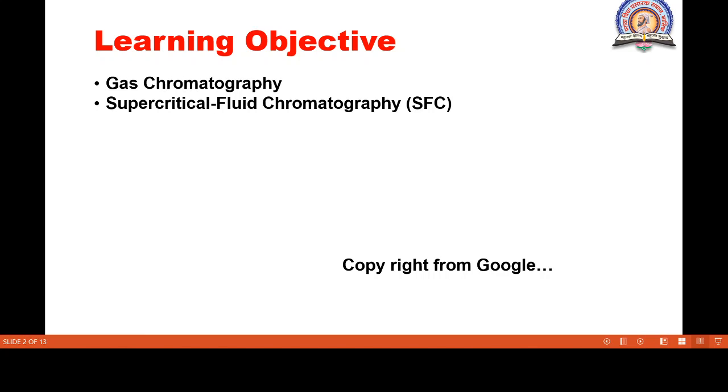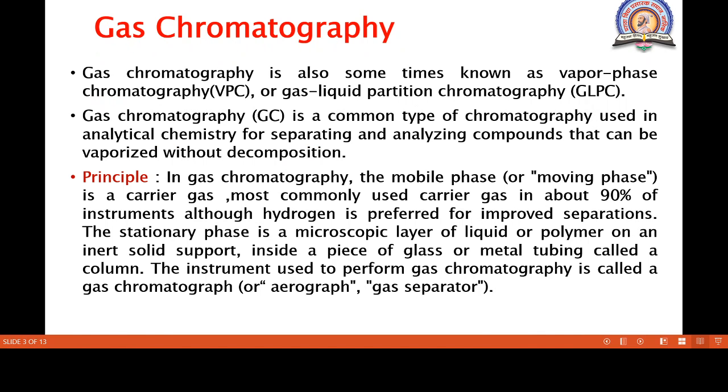So the learning objectives of today's lecture are: student must know the principle as well as the working, instrumentation and application of gas chromatography. Then after that, the supercritical fluid chromatography, its application, its principle. All these terms we must understand after the completion of this lecture. Okay, so let us start with the first, that is gas chromatography.